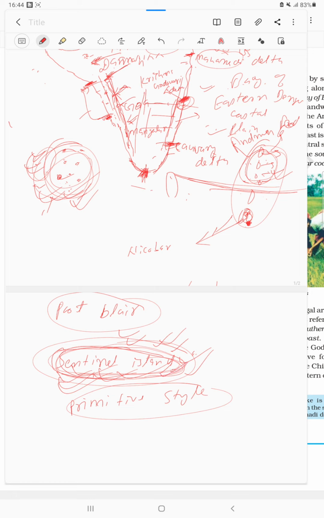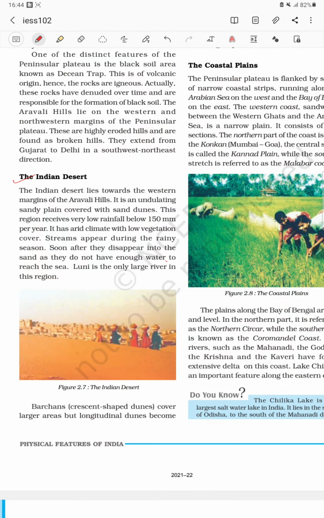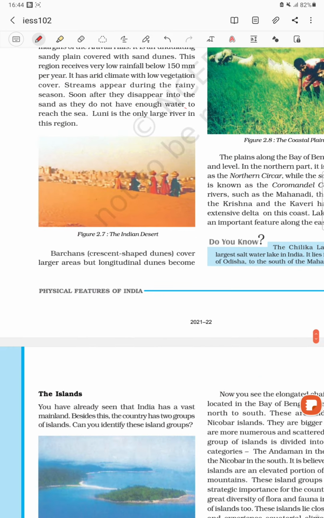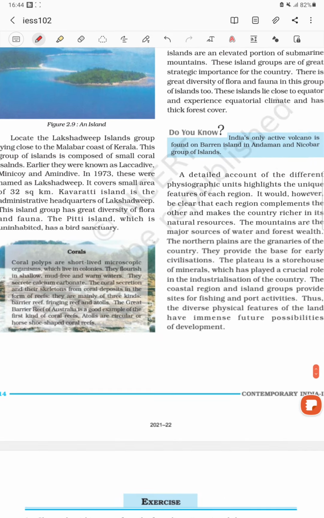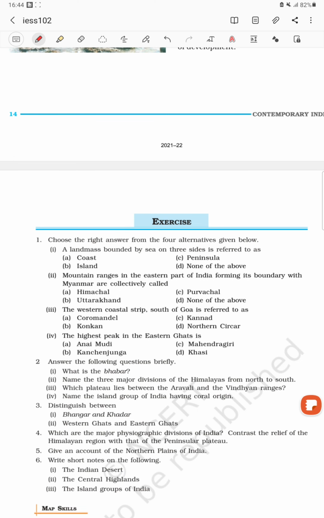Okay, so Andaman and Nicobar is also covered. Today the whole topic of this chapter is covered. If you have any doubt, then write in the comment box. I will try to explain it. Okay, now come to the question answers of this chapter. Clear? I will explain only the objective type questions here. Clear?